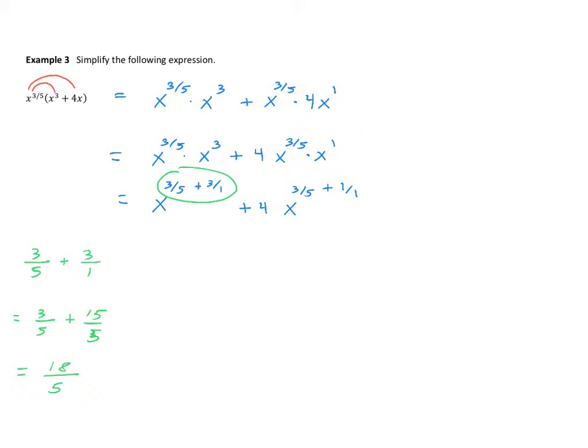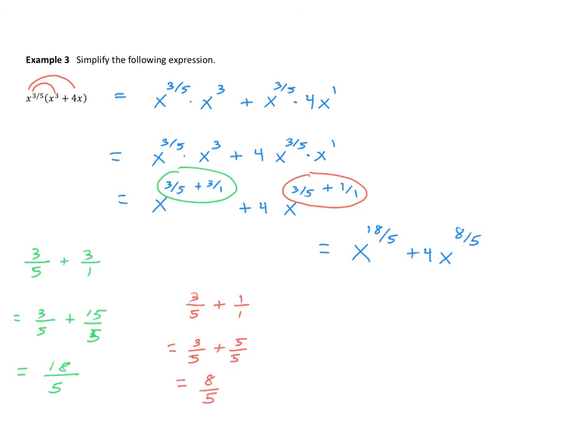So I'll go ahead and do the same thing for this one over here, where I have 3/5 plus 1/1. Again, a common denominator of 5 means I'm multiplying the second fraction by 5/5. And this is 8/5. This makes the final answer x to the 18/5 plus 4 times x to the 8/5, and that is it.